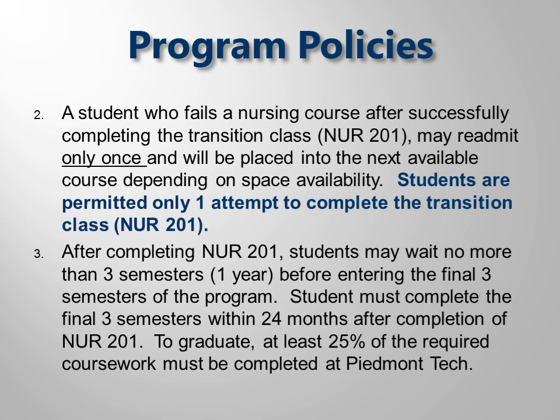The next program policy refers to attempts. Once you have successfully completed the transition class, you will have 2 attempts to complete the remainder of your nursing courses. This means you could fail or withdraw from a nursing course only one time and be readmitted back into the program as space permits. If you fail or withdraw a second time, readmission is not an option. Specific details about attempts and our readmission process are contained in the PTC Student Nurses Handbook.